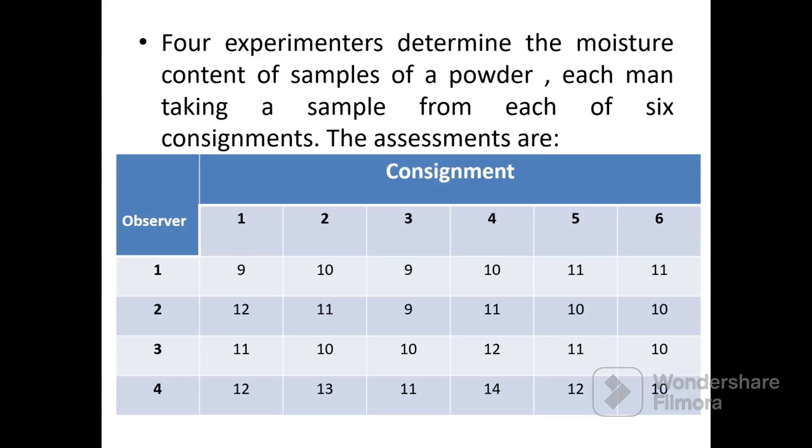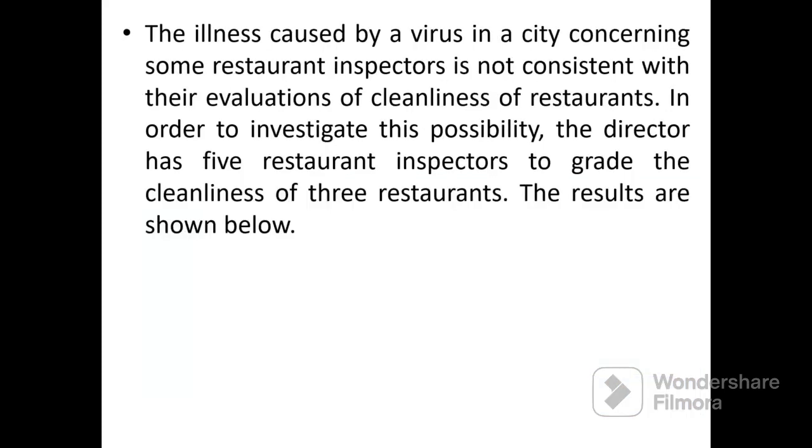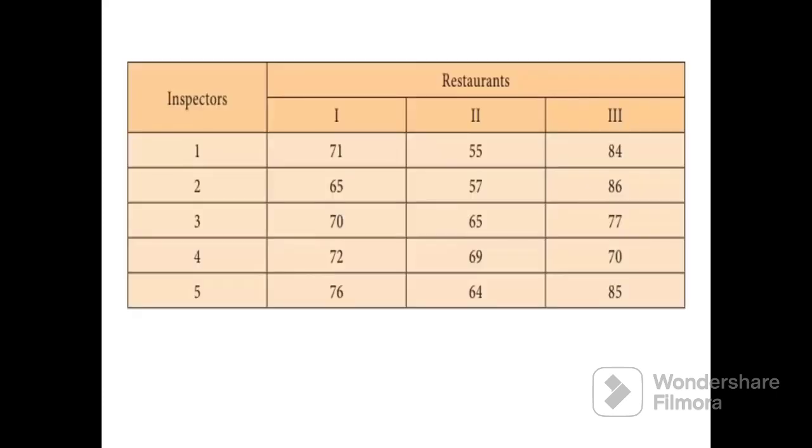So we'll be observing another example also. This is an example related to an illness caused by a virus in the city, concerning some restaurant inspectors and some restaurants. This is the data regarding this example, that we have 5 inspectors and 3 restaurants. We'll be observing whether, in the data given in two-way ANOVA classification, the mean effects of the 3 restaurants are equal, or whether the mean evaluations of the inspectors evaluating these restaurants are equal or not. So here we'll be considering 2 types of null hypothesis, for inspectors as well as for restaurants.